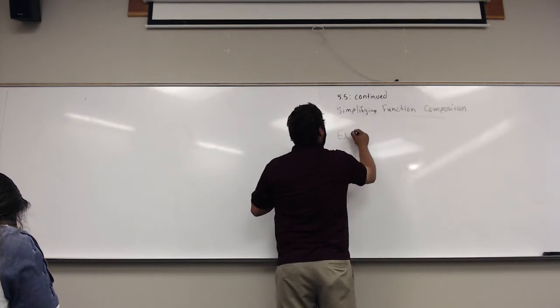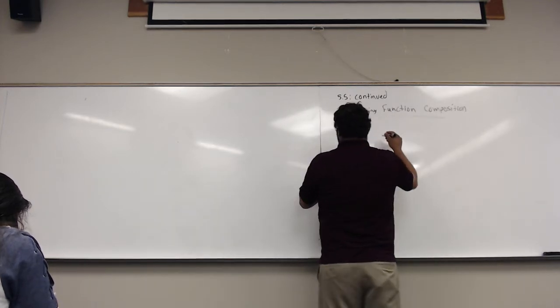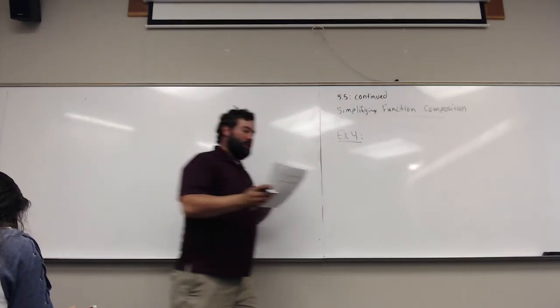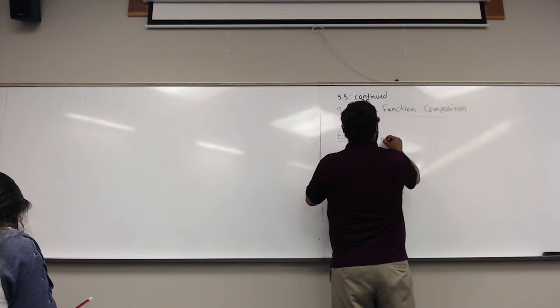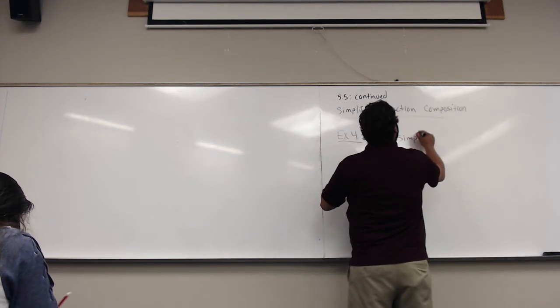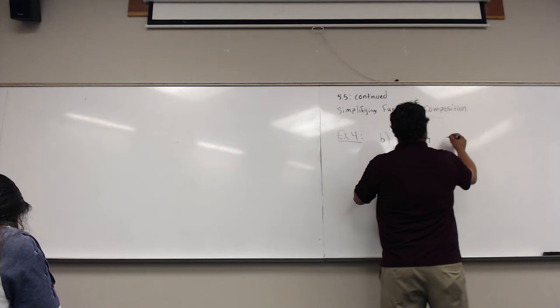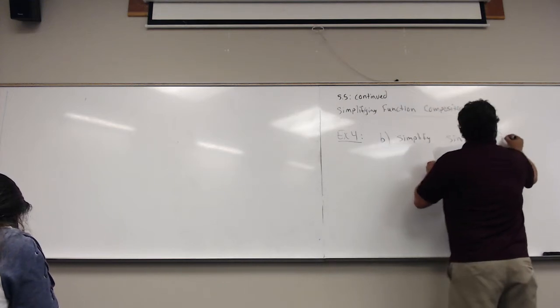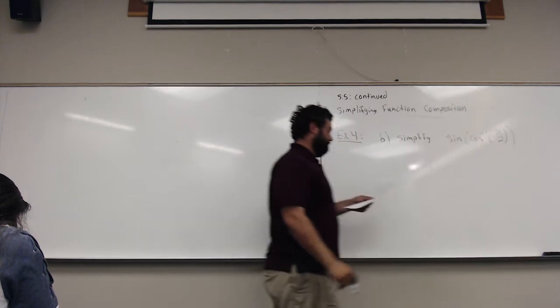So example 4. We did A kind of quickly at the end of class on Friday. Make sure you watch the video to catch the end of that. Part B, we're going to do another one. So we're going to simplify the function sine of cosine inverse of x over 2.